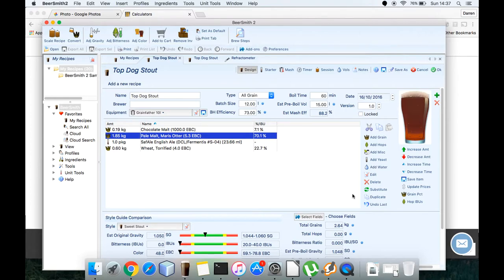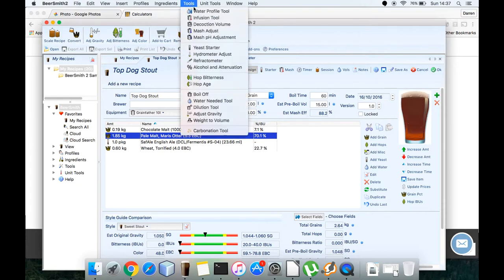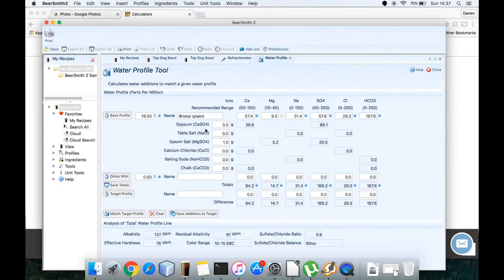I'm going to use just normal Bristol water today. It does actually need a bit of magnesium sulfate, I think it's called, added to it, just to bring it up above the right levels. Let's have a quick look at the water profile tool here.